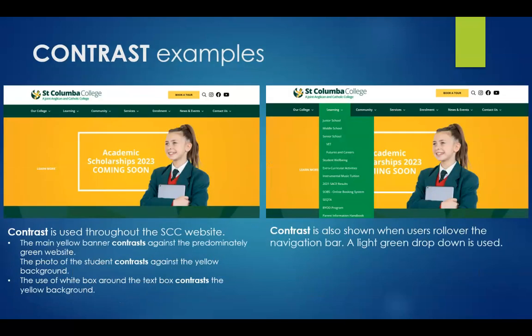Contrast examples. So contrast is used throughout the St. Columba College website. This is an example of a screen grab from last year. The main yellow banner contrasts against the predominantly green website. The photo of the student contrasts against the yellow background, and the use of the white box around the text box contrasts the yellow background. Contrast is shown again when you roll over the navigation bar. The light green drop down is used, which contrasts against everything else on the page.